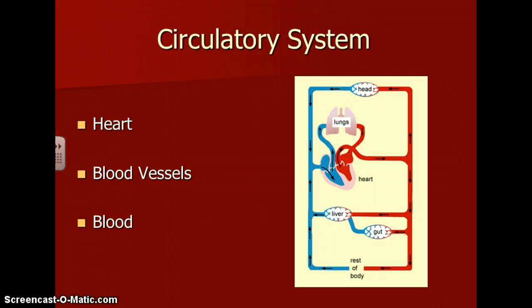The circulatory system is made of three primary parts. We have the heart, we have blood vessels, and we have blood. And we're going to talk about each of these individually.